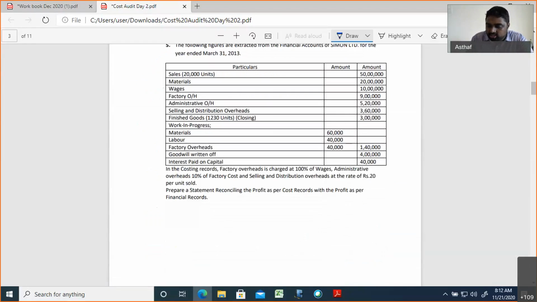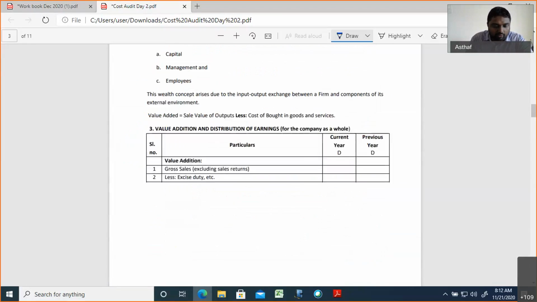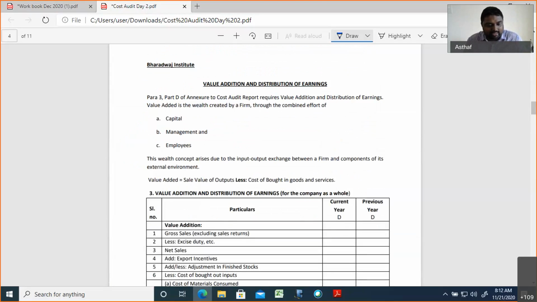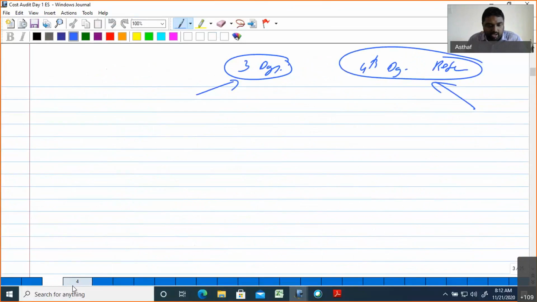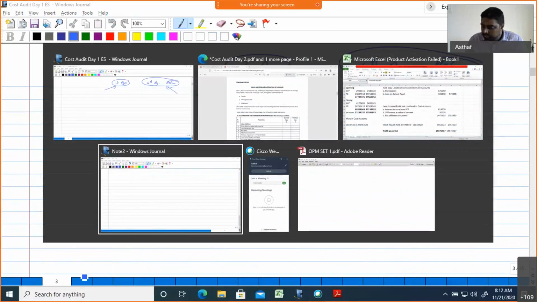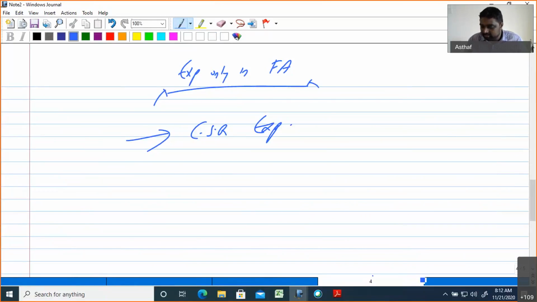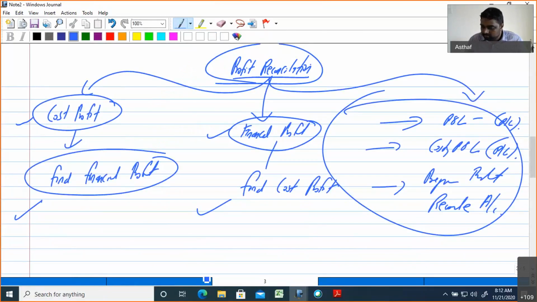The question will ask you cost profit, financial profit, and they will ask you for what? The profit and loss account. But as per our new format, this will not test you. So I am not discussing this now. Now we will go for a new topic called next para. That is what we discussed in the starting time.